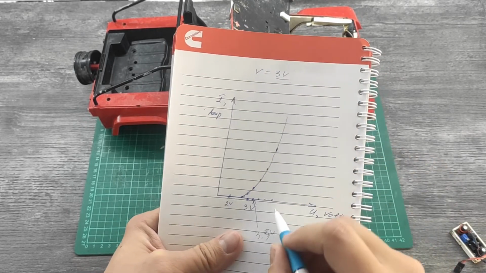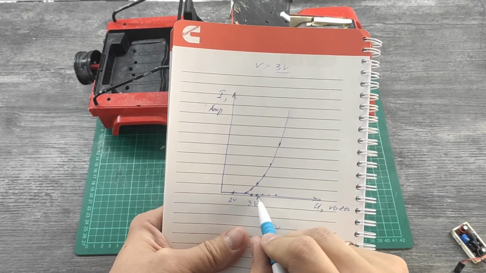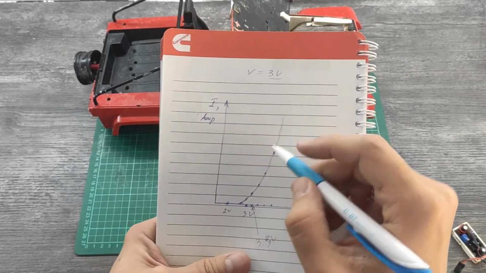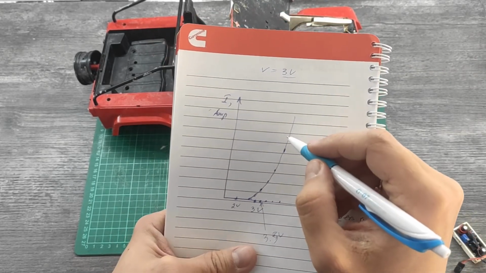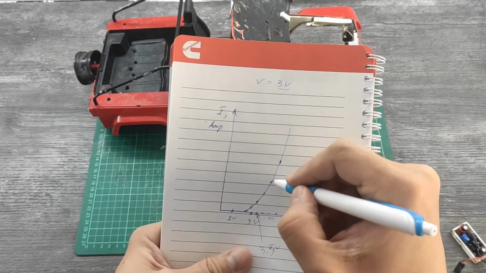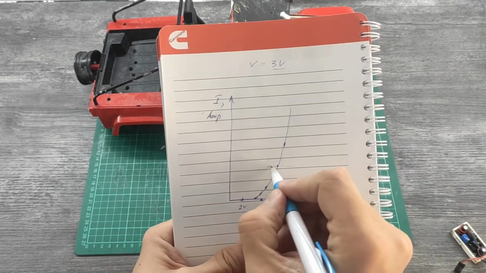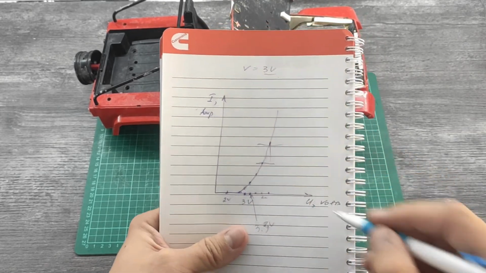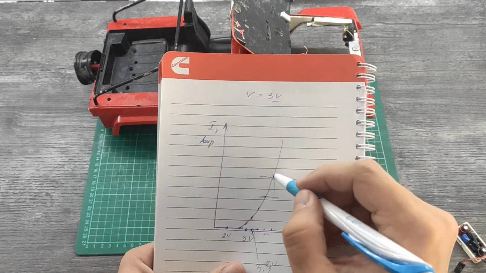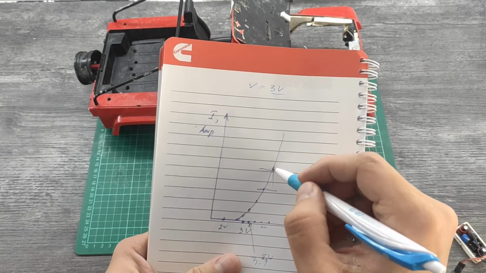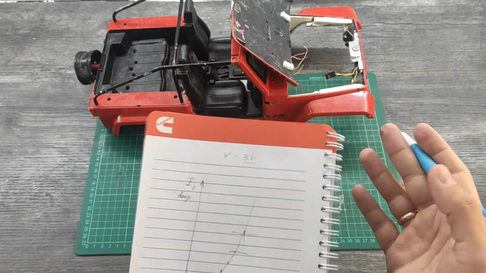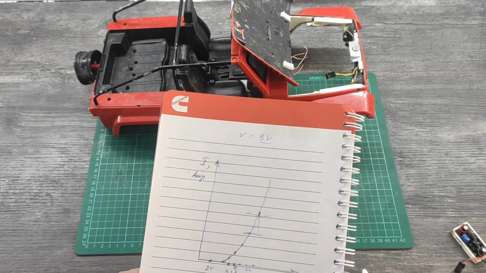You can see that if you add a little bit of voltage, you get a lot of current. A small voltage change gives you a big amount of current, and when the current is too high, it will just burn out your diode. And this is basically how this stuff works.